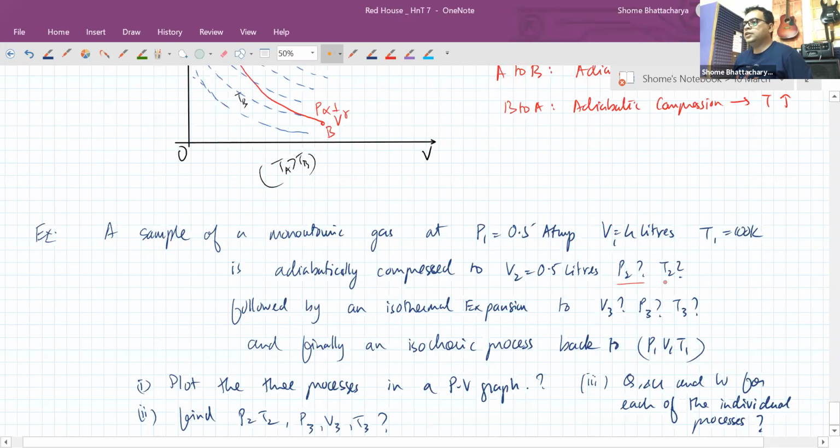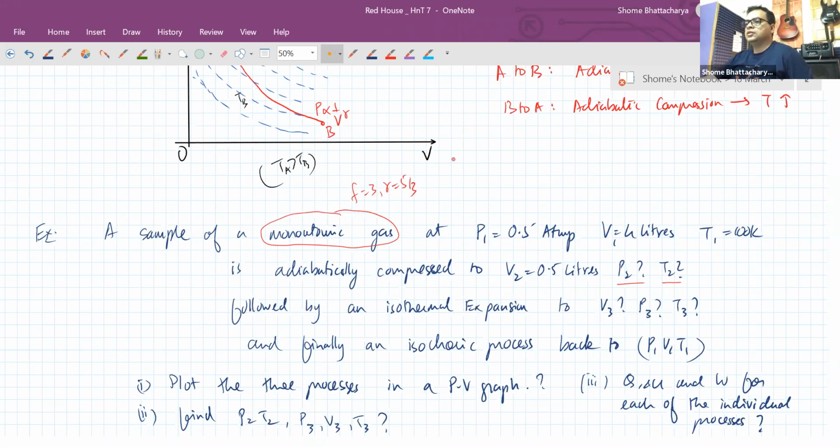Okay, so what about P2 and T2? Must have got that by now. Monoatomic gas, so degrees of freedom is 3, so gamma is 5 by 3. So use that relation. Yes, very good, Aman, that's correct. Yes, Naman, both the answers are correct. Yes, Aman, that's correct.